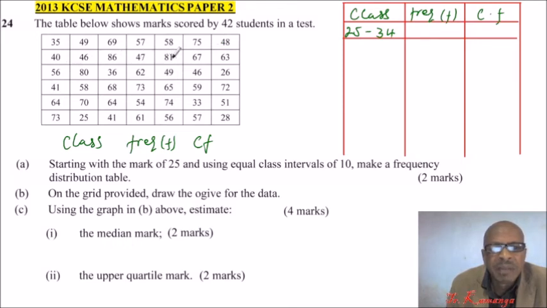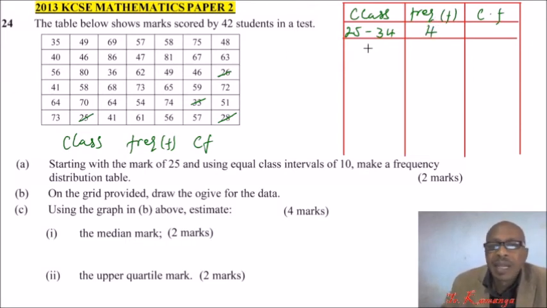Between 25 and 34, this is 1. That's another one. That's another one. This is another one. So there are 4, and therefore the frequency is 4.